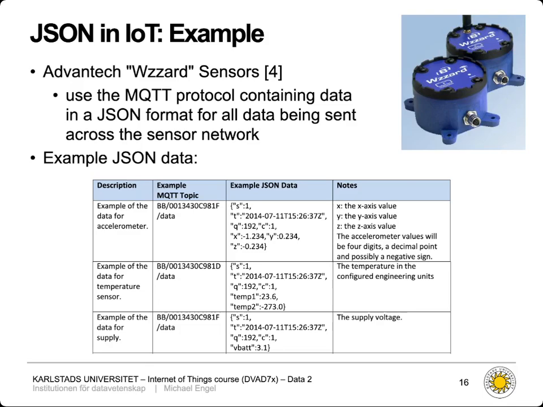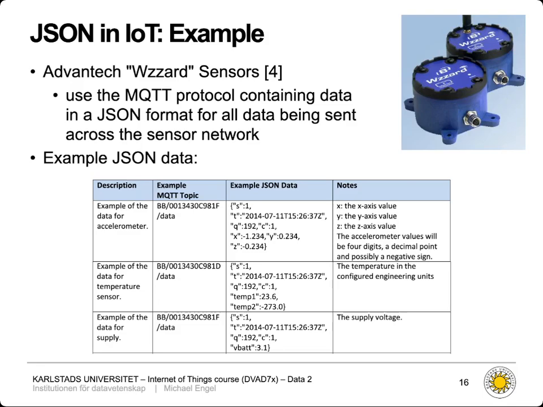And it also gives information about the format. So it will be 4 digits, a decimal point, and possibly a negative sign. And we have something similar for a temperature sensor. A temperature sensor gives 2 temperature values here in configured engineering units. So you see something here.